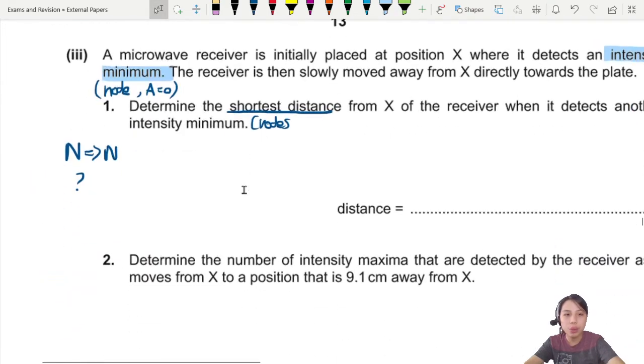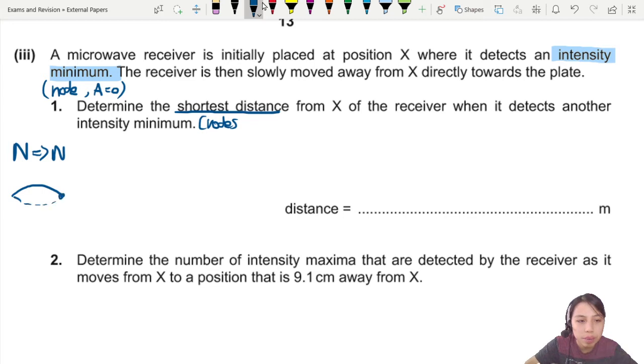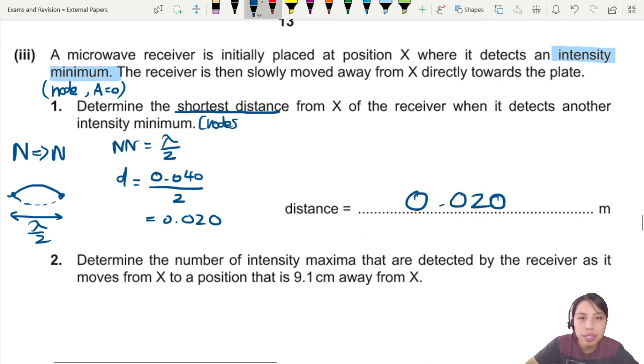So that's the first fact you want to write down in case you didn't know it before, that the distance between two nodes, aka one loop, like this, this distance is lambda over 2. So the distance NN is lambda over 2. I'm just going to call it D. Lambda is 0.040 over 2. That gives us 0.02. So 0.02 is our answer.